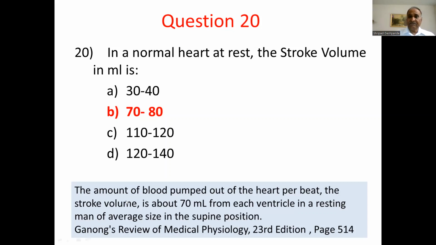I have referenced 70 ml from each ventricle, but usually there is a range. So maybe 70 to 80 ml. You can take it even this side, that side, 65 to 75 or 85 or something like that.